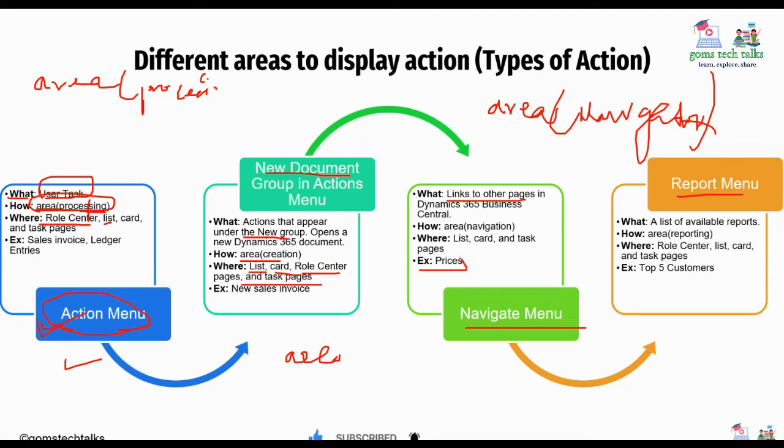If you want to show the prices of the product, everything, then you can display that in the navigation menu. And the last one is the report menu. This basically lists the reports which are relevant to the page. What are the reports which are relevant for that particular page? Sometimes it is essential to promote top level reports in the action bar, like top 5 customers, top 5 products for the sales. You should use this only in the role center, list, card, and task pages.